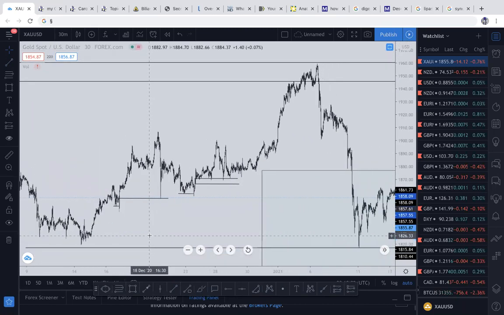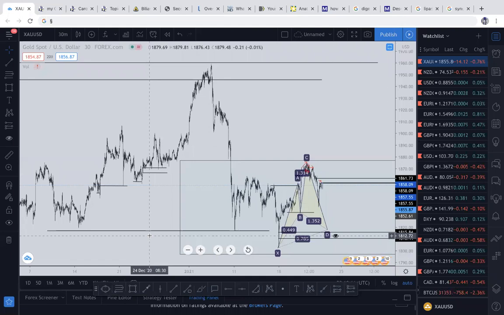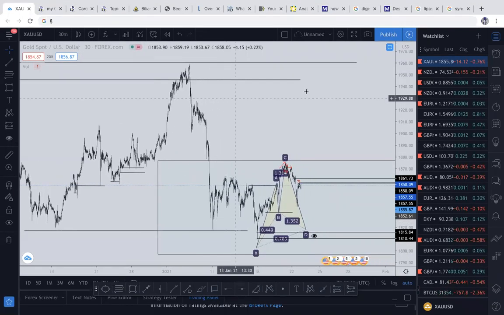So for anybody thinking about, oh, gold, how is gold going to fit in? Gold does the same thing compared to every other pair.